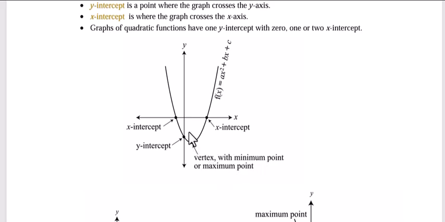We know that if it's pointing in this direction, it's the minimum point. This is the y-intercept, where the graph touches this particular point. This is the x-intercept I was talking about, and this one is also an x-intercept, since it passes through this point.